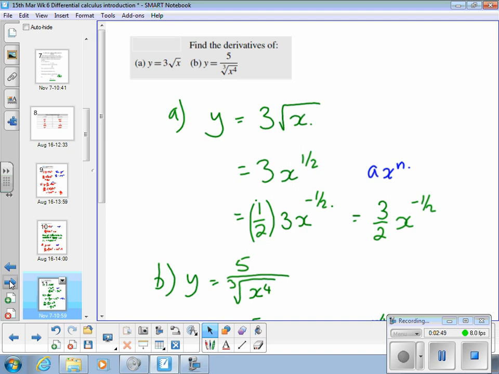And then we looked at examples where we've got roots. So if we want to differentiate 3 times the root of x, we need to write it in indices form. So we write the square root of x as x to the half, and then we can apply ax to the n.